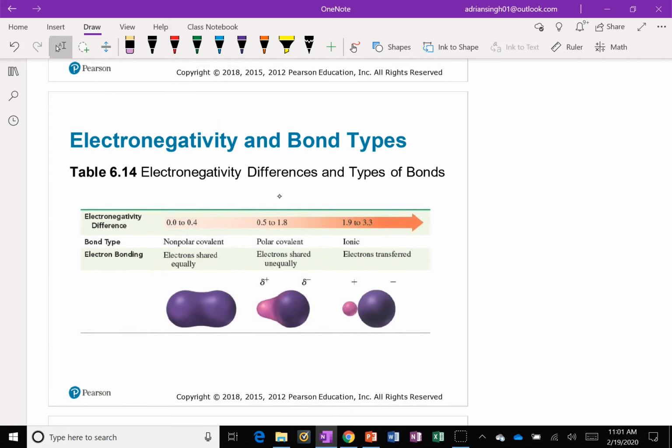All right, so table 6.14 in your book summarizes that relationship of the electronegativity differences between the atoms and the type of bond that results. Small difference in electronegativity, non-polar bond, electrons are shared equally. Moderate difference in electronegativity, we've got a polar covalent bond, unequal sharing of electrons. Then we have a large difference in electronegativity. That's our ionic bond. Electrons are not shared, they're going to be transferred because of that huge difference.